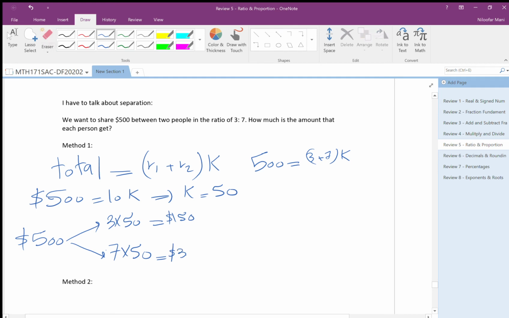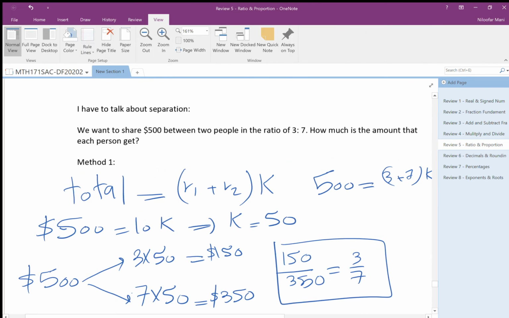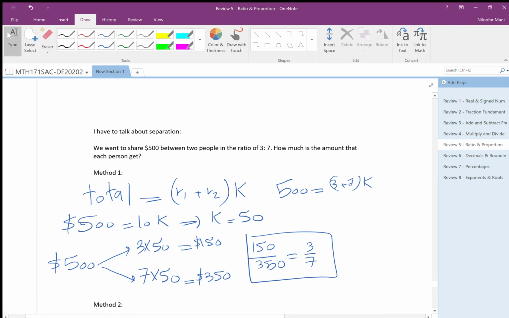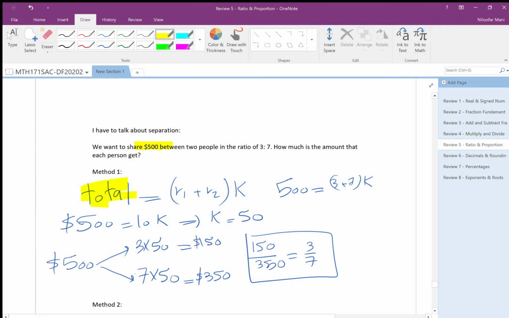Okay, so what happened? If you do 150 to 350, it's like 3 over 7, yes. But it doesn't mean I give $3 to one and $7 to the other. No, that's the ratio. So total goes here. Ratio 1, ratio 2, and that's K we are going to find.